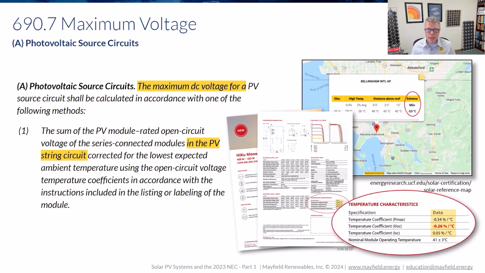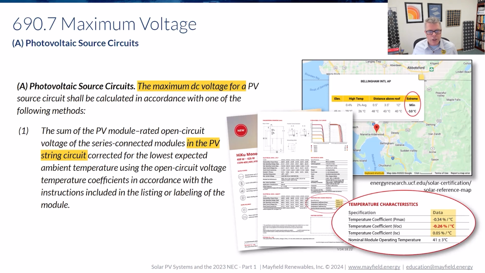What this is saying is that as the temperature increases from standard test conditions, or 25 degrees C, the open circuit module voltage will drop by about 0.26% for every degree C that it rises above 25 C. Conversely, for every degree C it drops below 25 C, your module voltage is going to rise about 0.26%. So we have to take that into account and do that math in order to understand what the maximum voltage is based on our location.